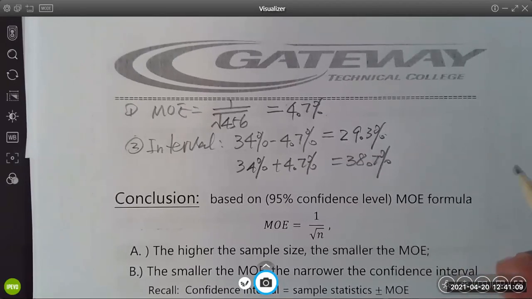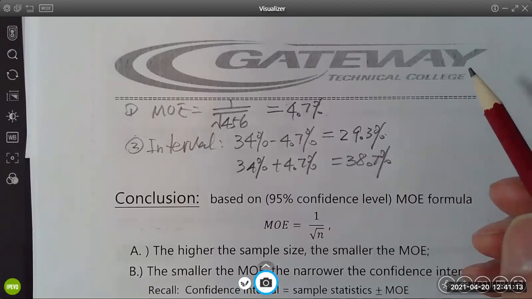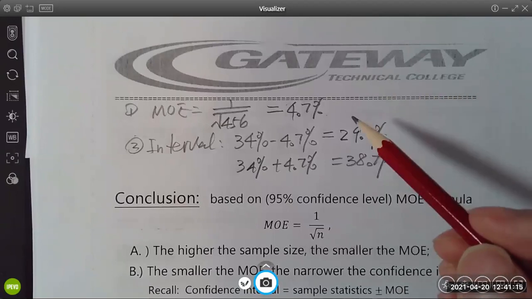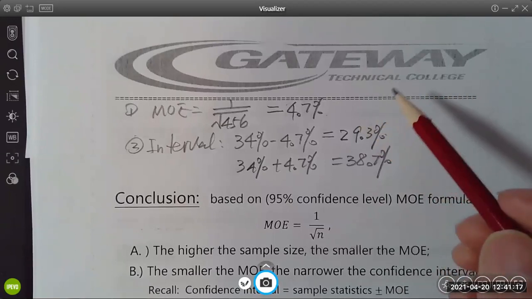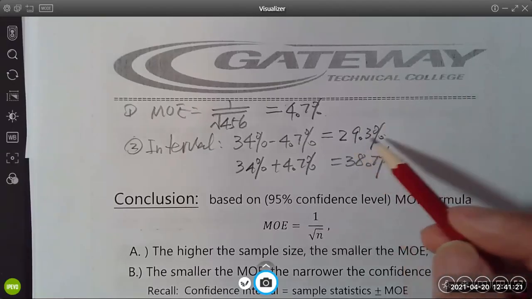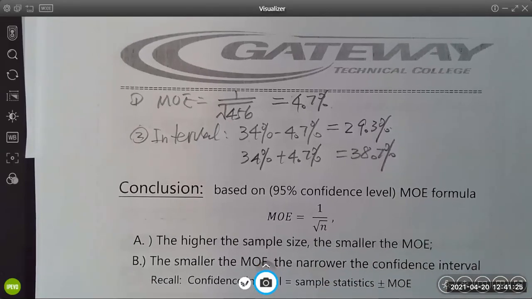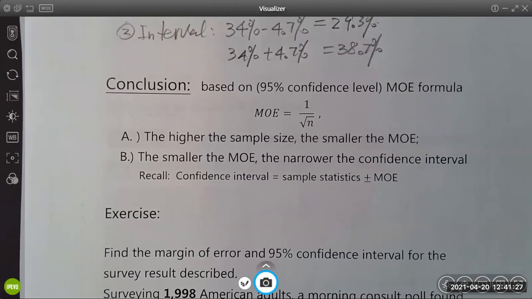Now we can do an interpretation. So there is a 95% chance that the actual percentage of teenagers who occasionally smoke cigarettes is between these two numbers. That's the interpretation. Now conclusion. After that, we just do several more exercise problems.